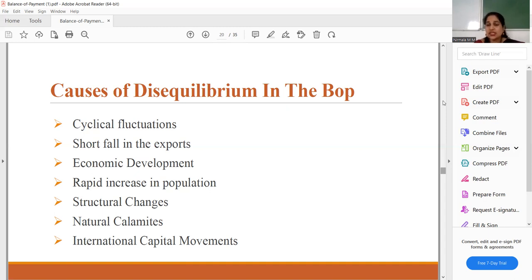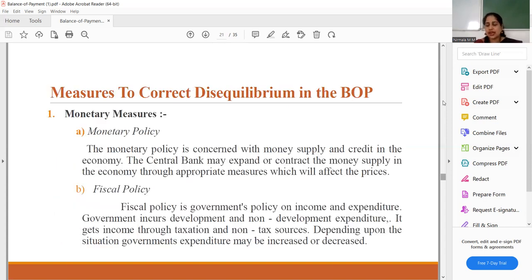And structural changes, the changes in the structure of an economy. It can be age composition, changes in demand, changes in the total supply, demand, production, etc. Then come natural calamities and international capital movement. So these are a few causes for the BOP disequilibrium.